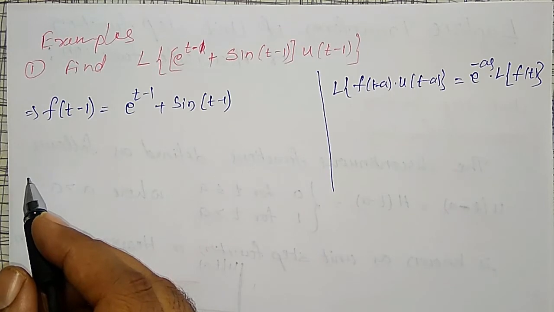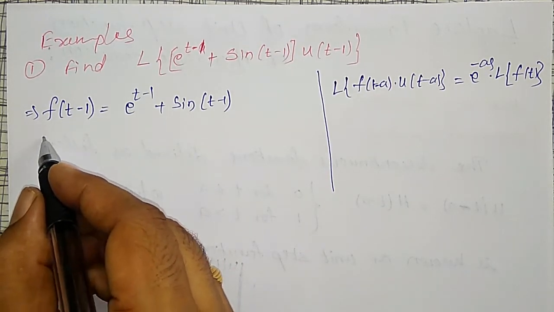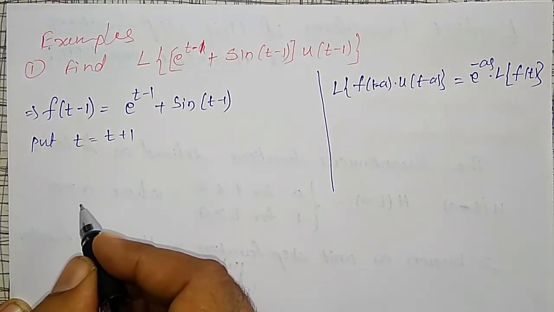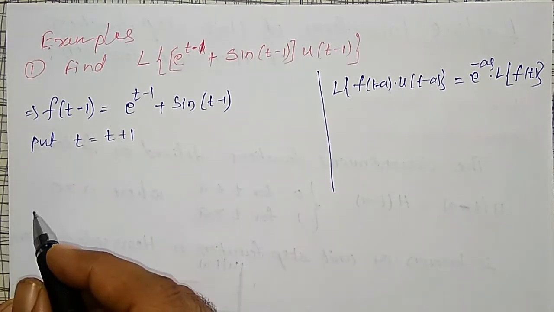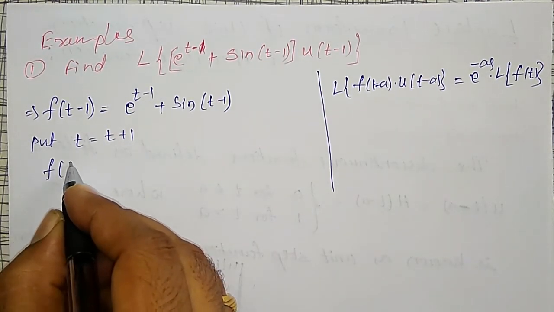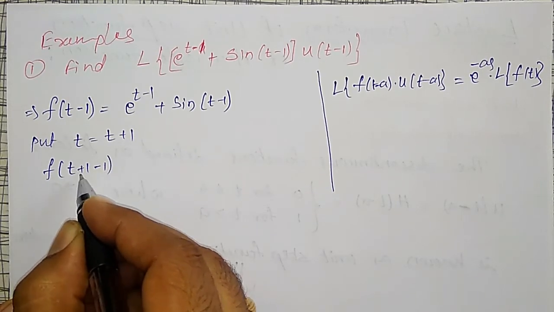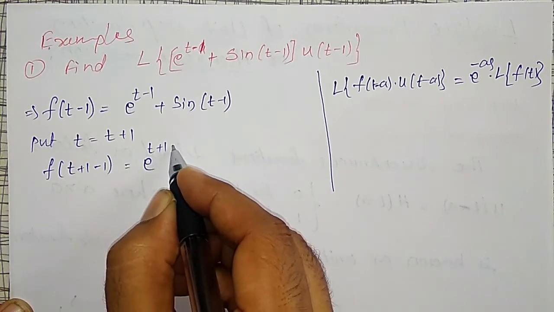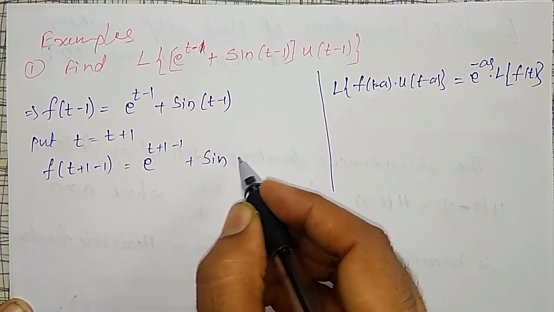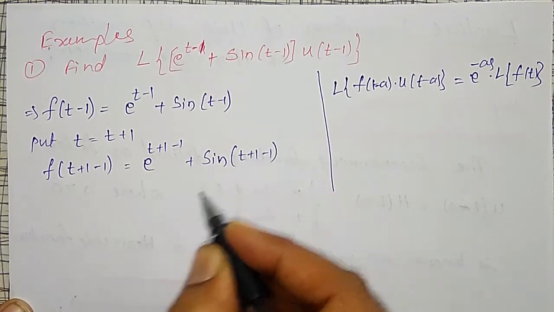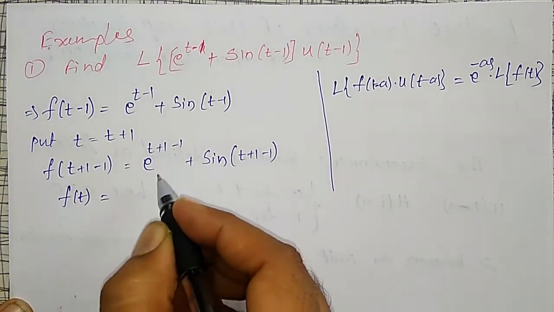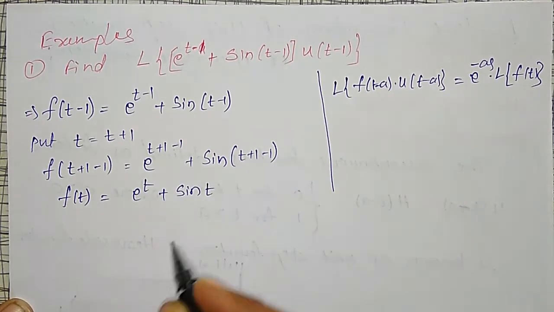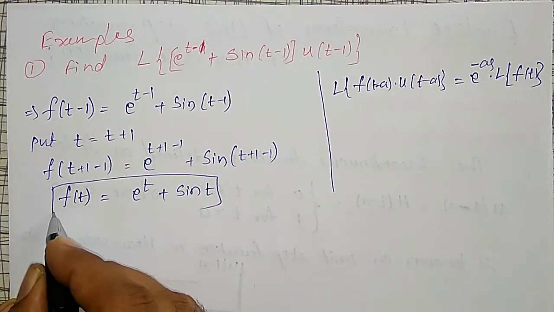But I want f of t from this. How can I get it? Here, put t equal to t plus 1, for both the left hand side as well as the right hand side. That is f of t plus 1 minus 1, t is replaced by t plus 1. Same thing here: t is replaced by t plus 1, minus 1, plus sine of t plus 1 minus 1. Therefore, my f of t is equal to e to the power t plus sine t. This is my f of t now.